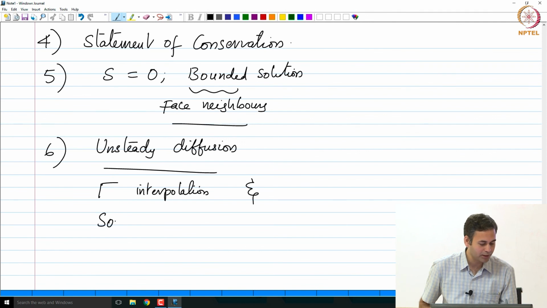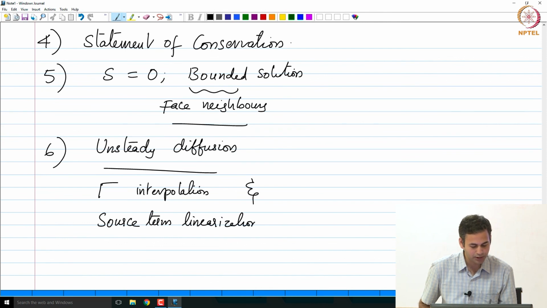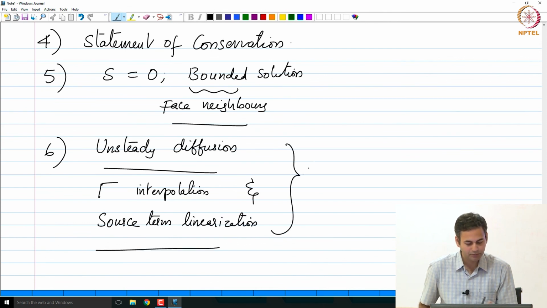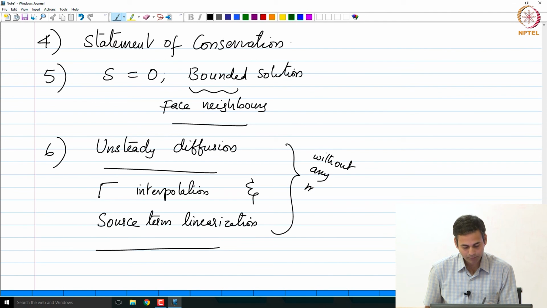What about the source term linearization? Is it the same as before? It is also the same as before. So, all these can be extended without any modifications except for the geometry. Okay, so far so good.